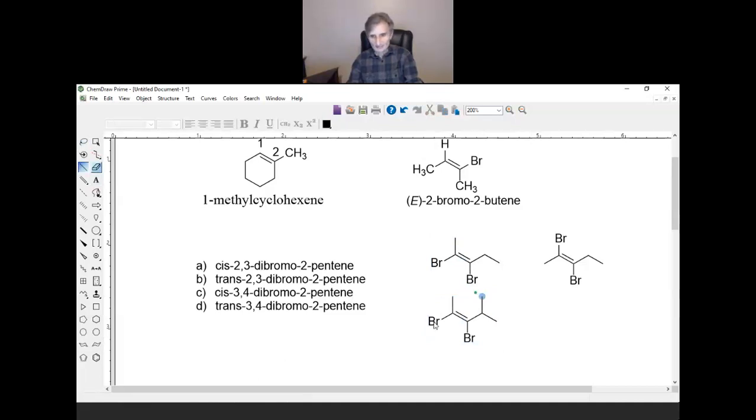So now cis. Okay, first let me put the dibromo. Now this cis refers to 2-pentene. And that means two carbons are on the same side, cis. Because two identical or similar substituents are on the same side, that means cis. And if they're on opposite sides, that means trans.